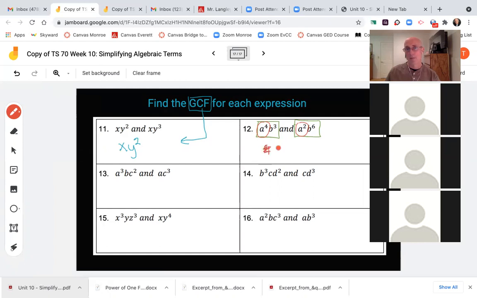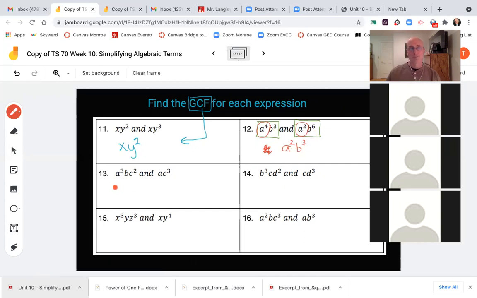That's a squared. They have that in common, okay? And then b to the third and b to the sixth. What do they have in common? B to the third. Why? Because we have b to the third, but this is b all the way to the sixth power, as it could be called. So they share a squared, b to the third.